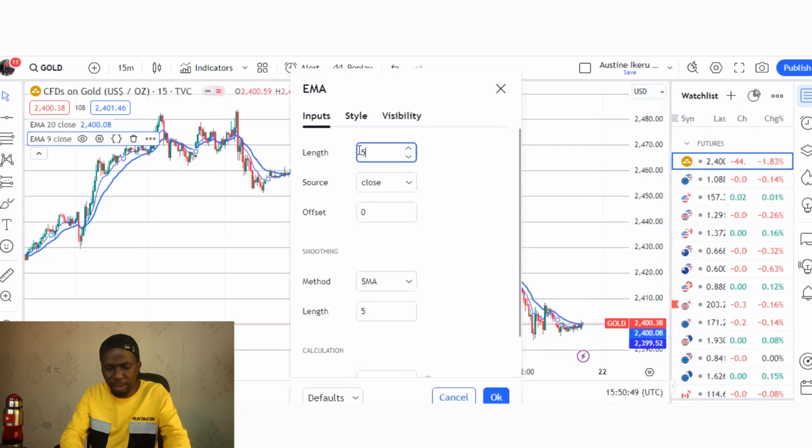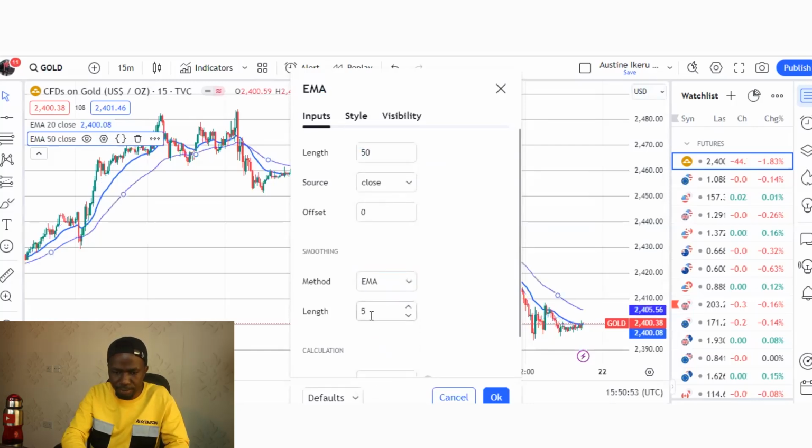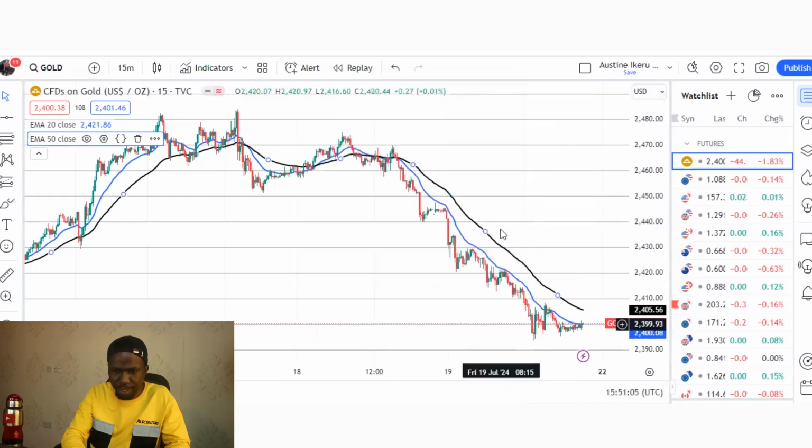We'll now set the second moving average to 50 EMA. And this time around, we're going to change the color to black, increase the thickness, and we click OK. So we are waiting for a crossover, right?